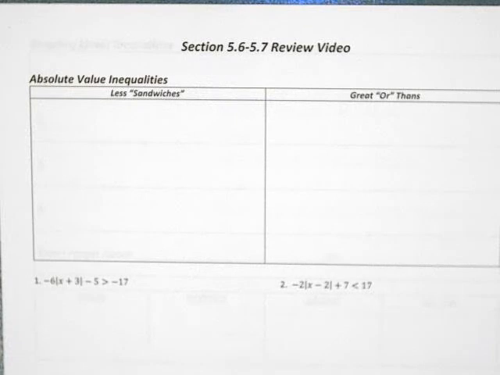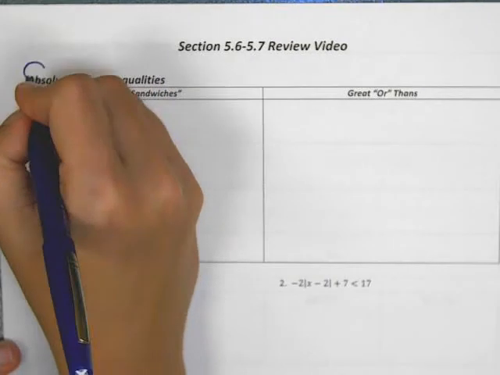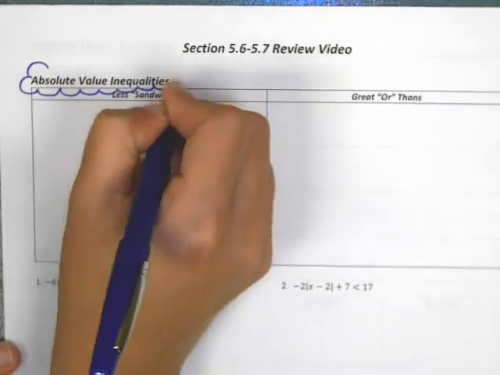Okay, so section 5.6 and section 5.7 have been pretty intense. We've learned a lot of new stuff. Let's go through some of the things that we've learned just to summarize it all and put it all in one spot. We learned about absolute value inequalities.